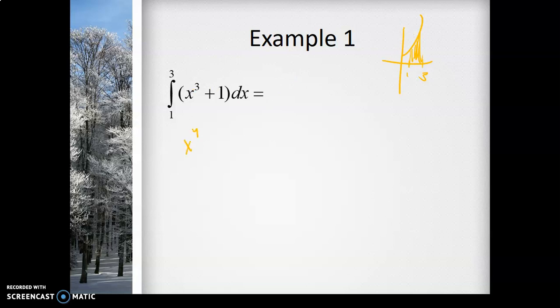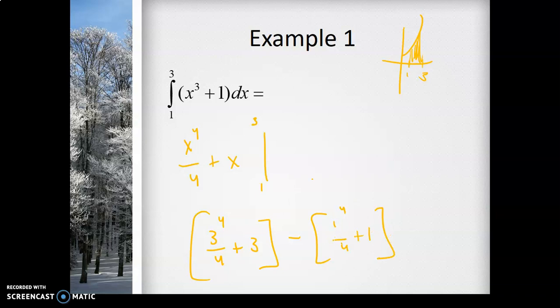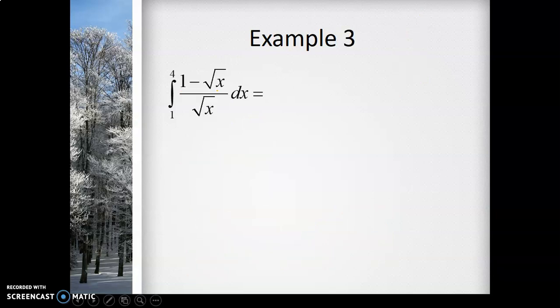So take the antiderivative, x to the 4th over 4 plus x, and now we're not integrating anymore, now we're evaluating it. So we're just going to plug in 3 to both of them, and then plug in 1 to both of them. So we'd have 3 to the 4th over 4 plus 3, minus 1 to the 4th over 4 plus 1. And then if you simplify that all the way, that will be the area underneath this curve. So the fundamental theorem of calculus says you can use the antiderivative and plug in your upper and lower limit to find the area underneath the curve.